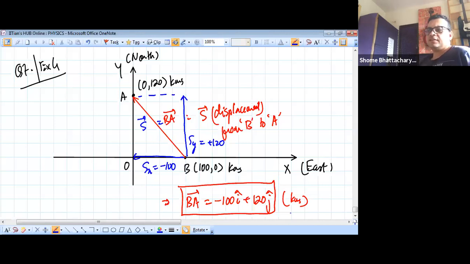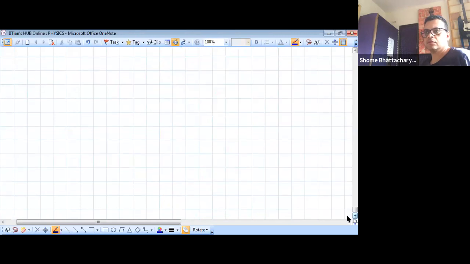Okay, good. So we will wind up vectors now. We're almost done. Just a couple of special theorems I want to discuss, which will be very useful in our next chapter of Newton's laws. So, very last part of vectors: some useful theorems.